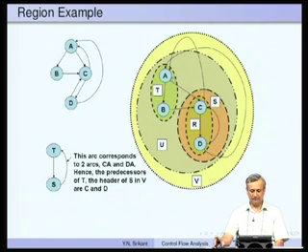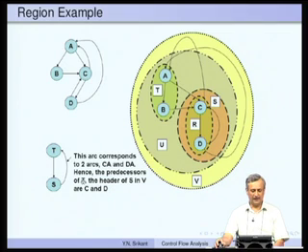If you look at the edges between T and S, so this is T and this is S, this particular arc actually corresponds to two arcs. The arc from S to T corresponds to the arc from C to A and also from D to A. So, these are the two arcs that it corresponds to. So, this is an example of a region.